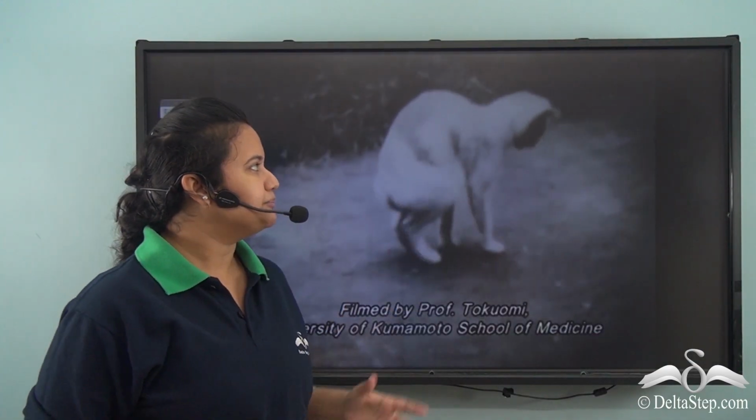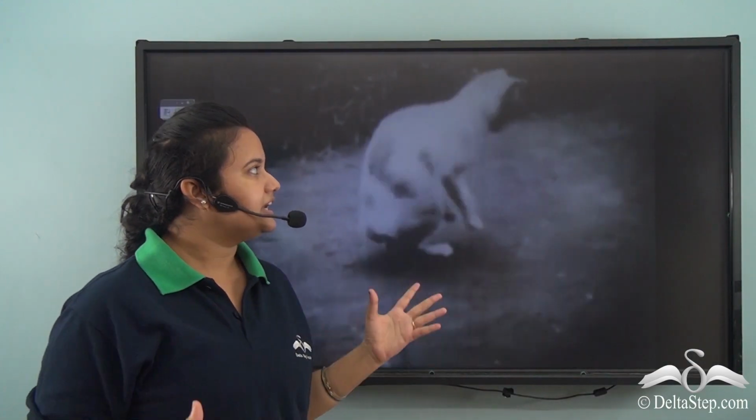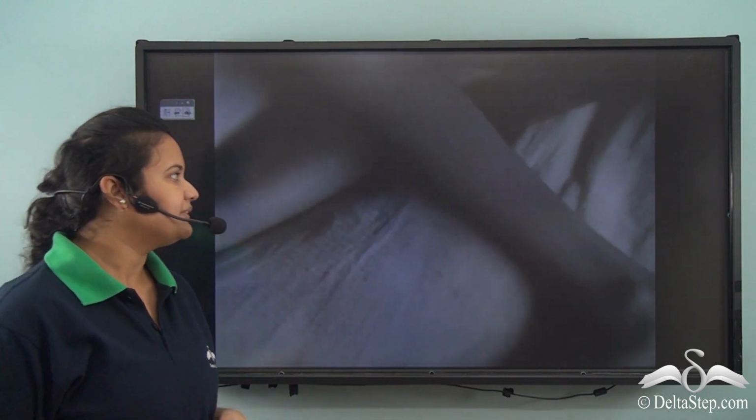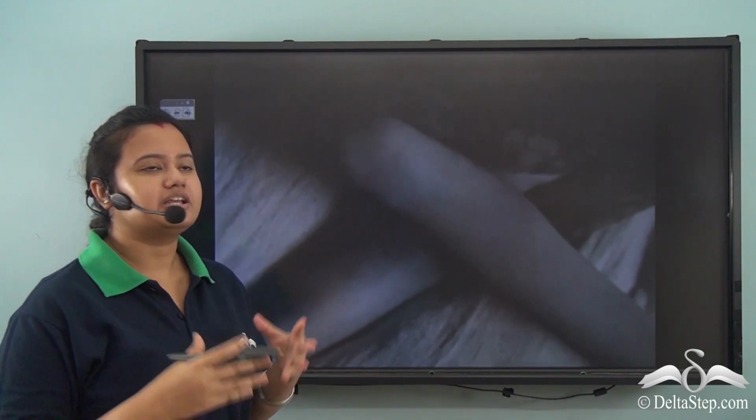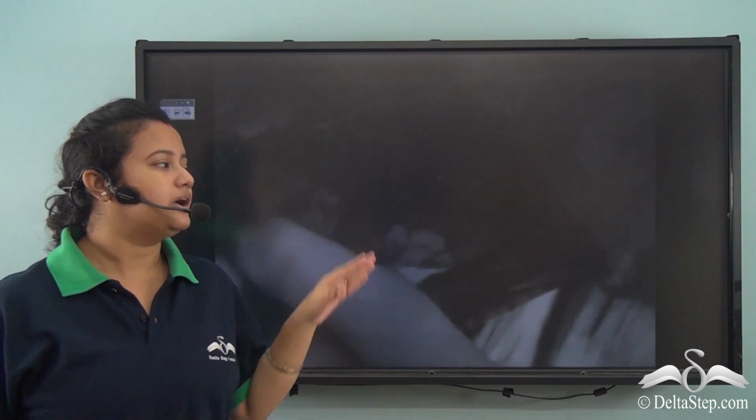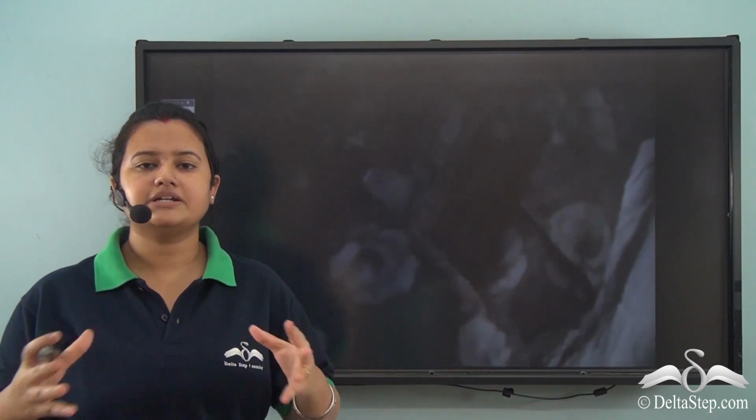Look at the distorted limb of the cat. He is almost unable to stand. Again, the limb of this child is also distorted. Now, they are the victims of the Minamata disaster. But what was the Minamata disaster?